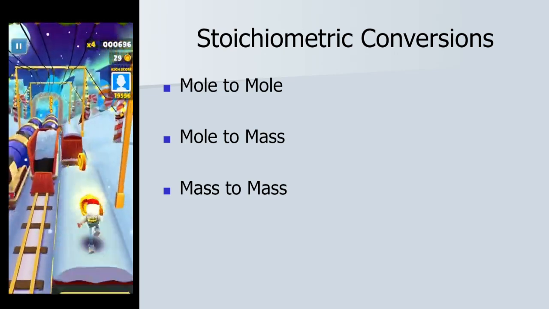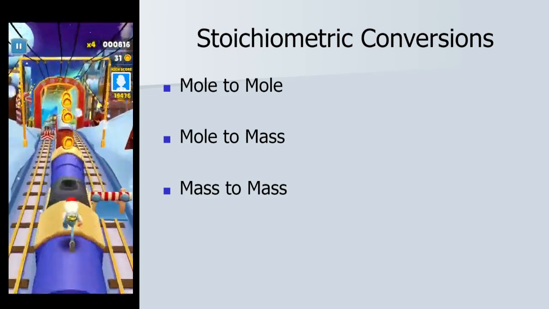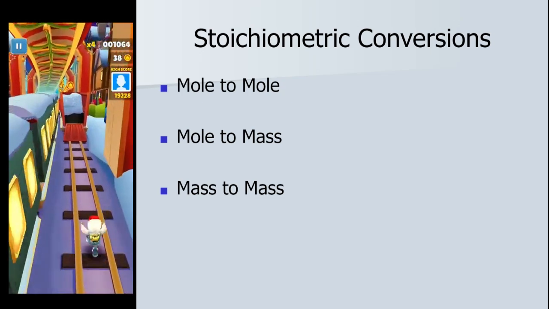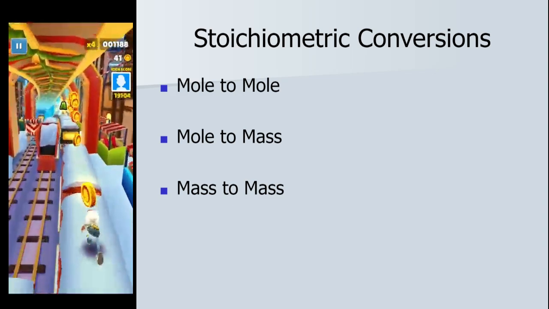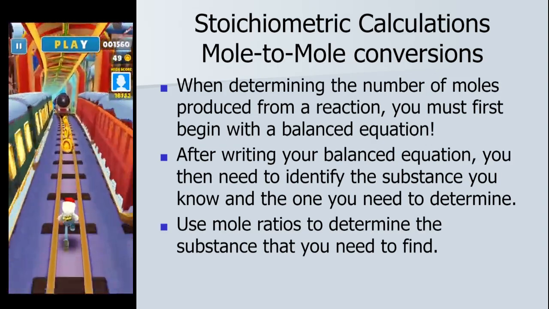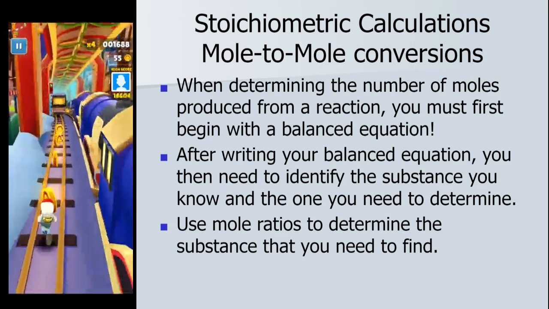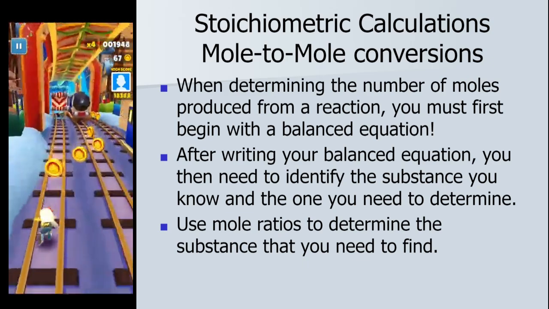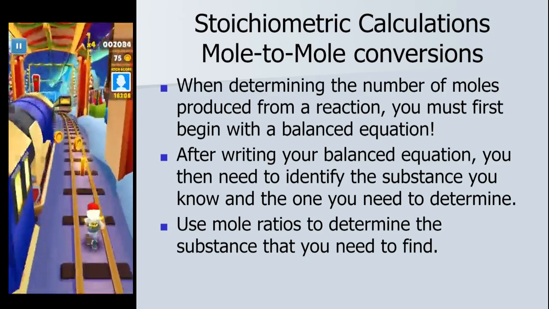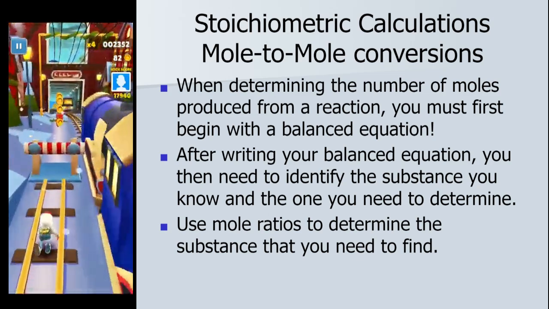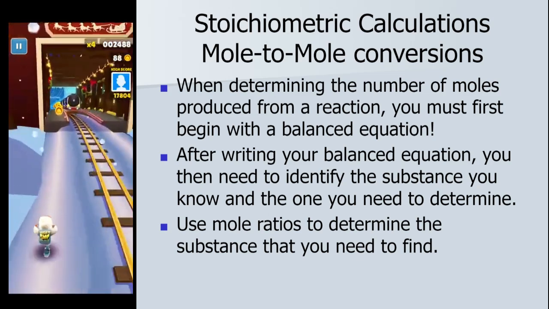Some important stoichiometric conversions we'll be going over will be mole to mole, mole to mass, and mass to mass. Starting off with our mole to mole conversions. To find this, you must first begin with the balanced equation. After writing the equation, you will need to identify the substance you know and the one you will need to determine. We will then use our mole ratios to determine the substance that you need to find.